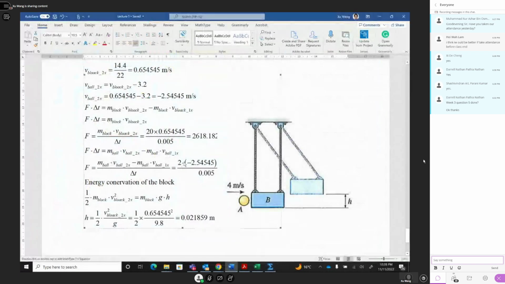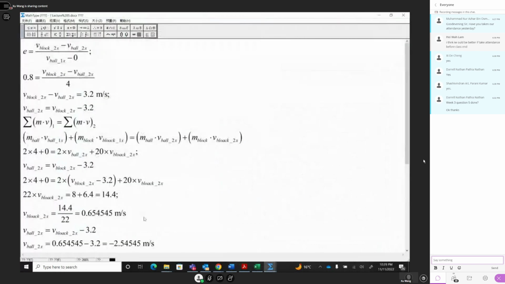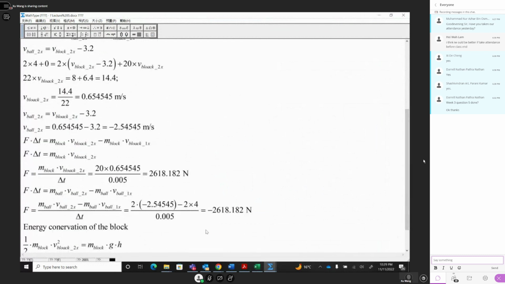So this one you study the ball, all right. So this one equals the ball. So this is 2 times this m2x here, and minus ball 2 times at the beginning is 4 meters per second, right? And then in this calculation, divide by 0.04, you get minus 2,618. Because of action and reaction, this gets the opposite sign.